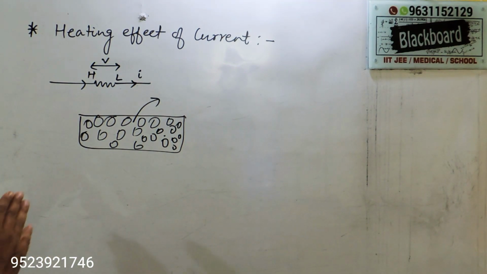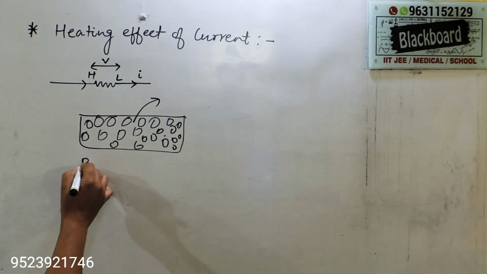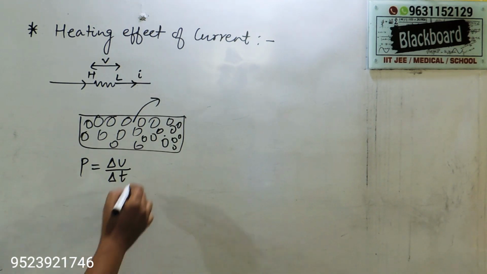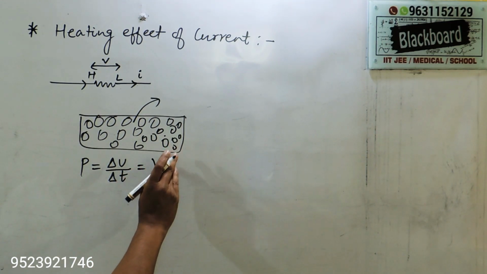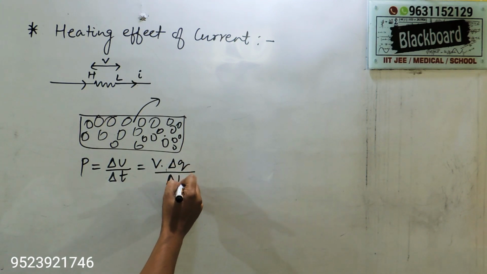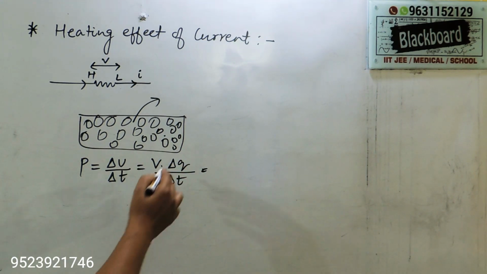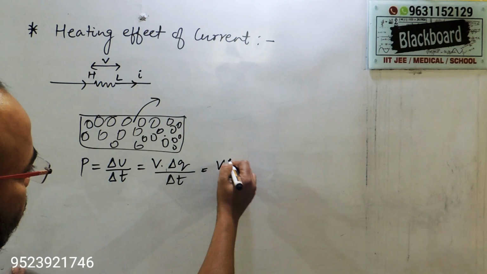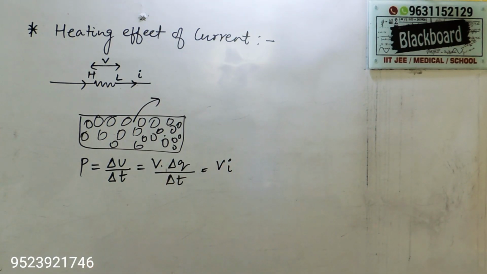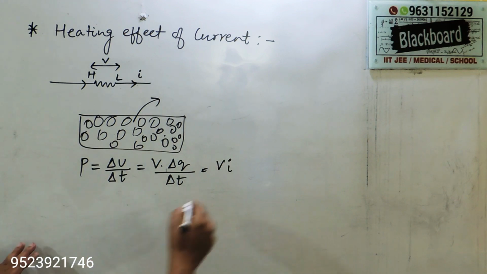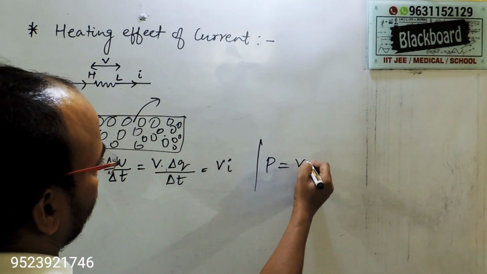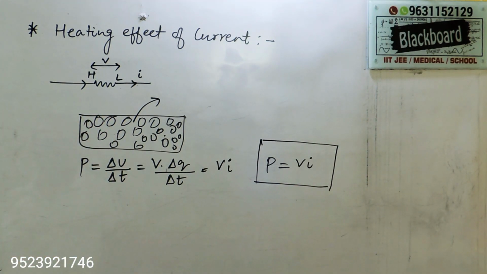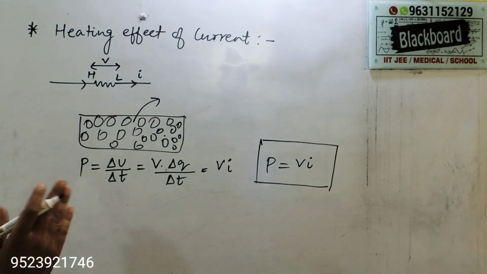Power is the rate at which energy is transferred. We have P, that means power equals change in energy by time, which equals V into del Q by del T. And del Q by del T, the rate of change of charge with respect to time, is current. That means del Q by del T is equal to I. So power P equals VI, where V is the potential difference and I is current, and P is power.